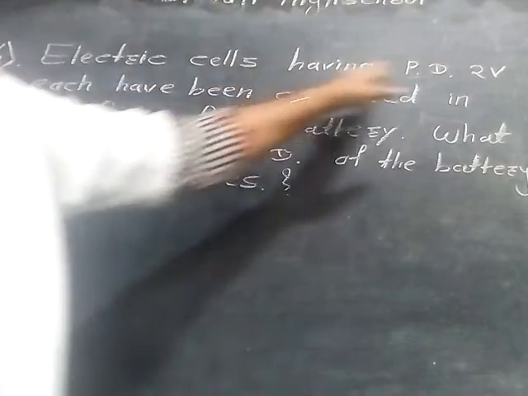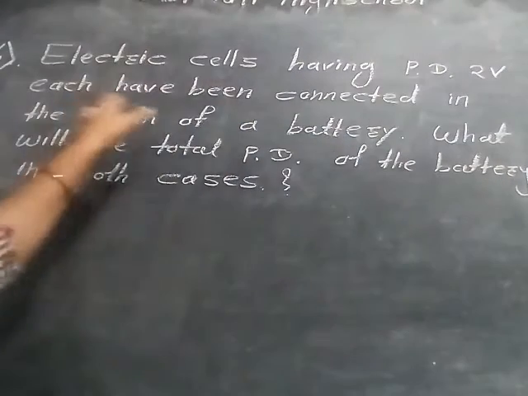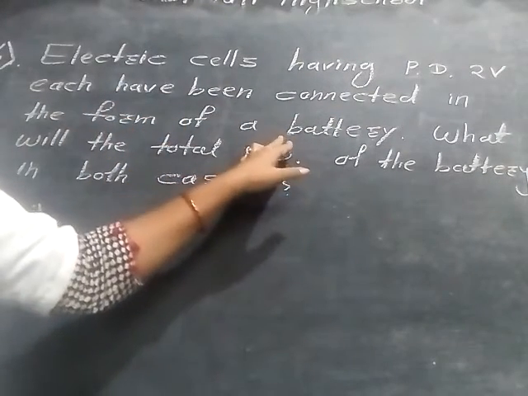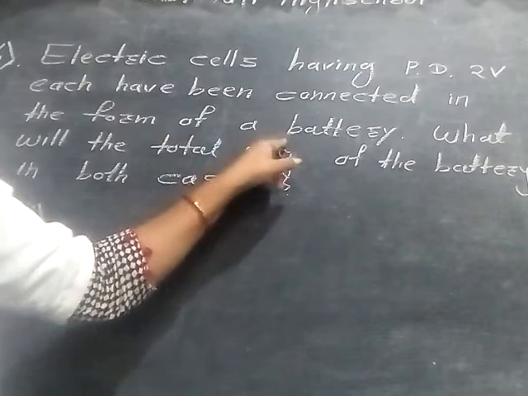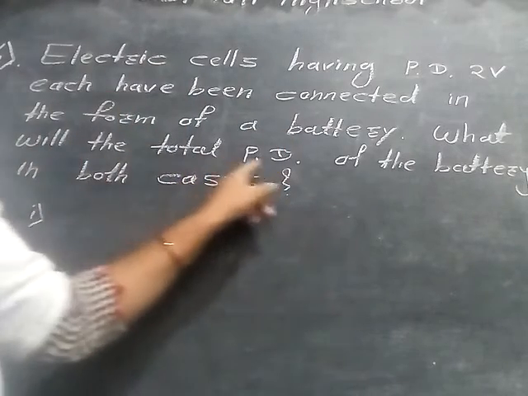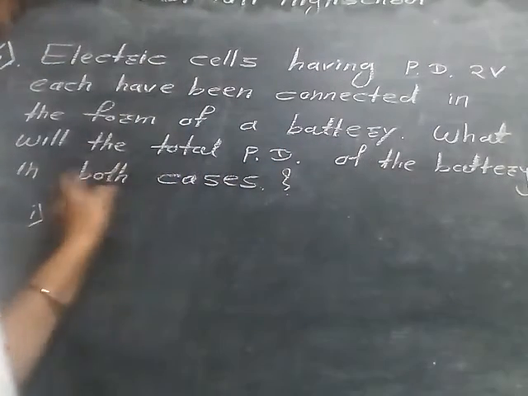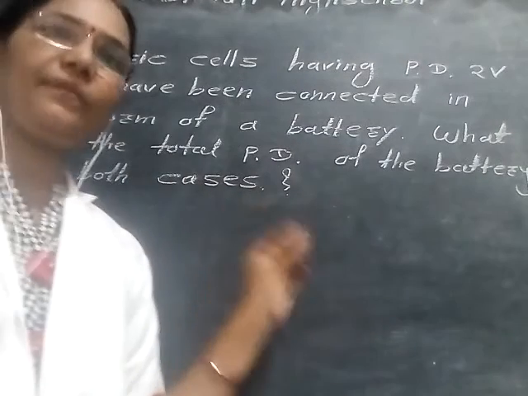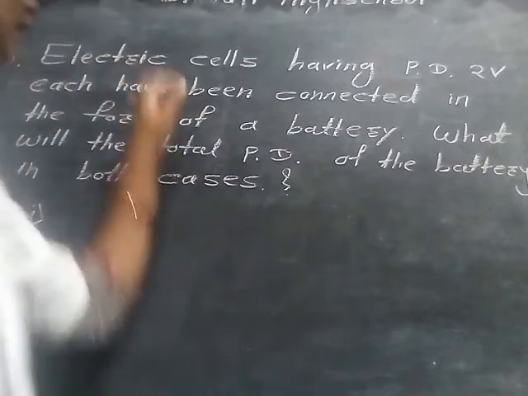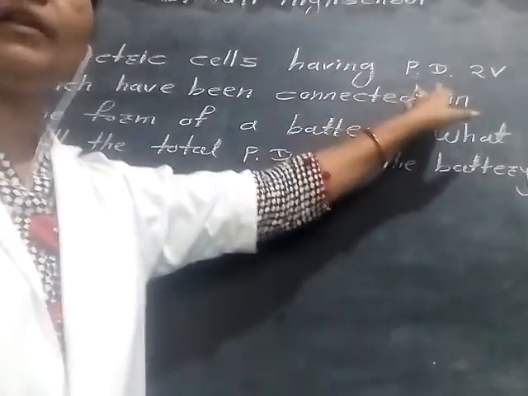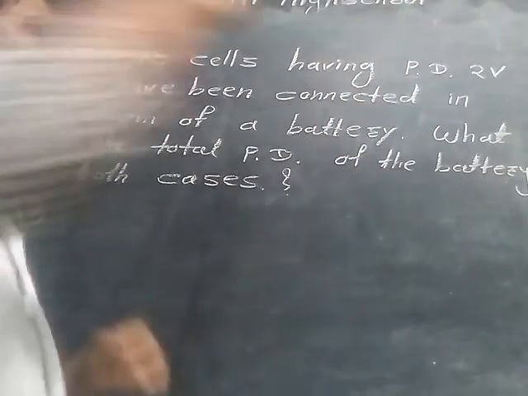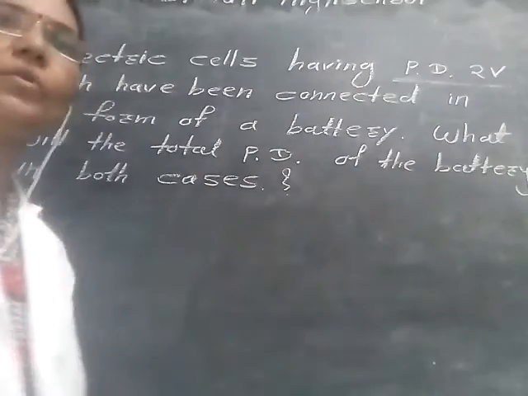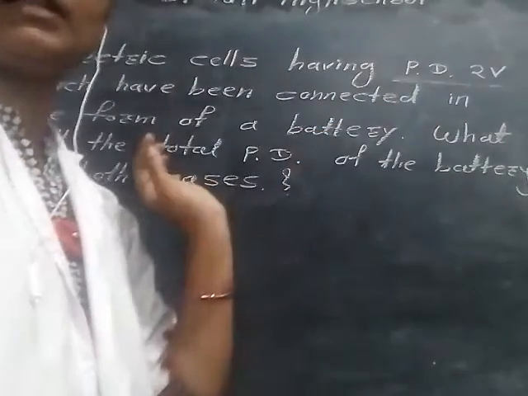Electric cells having potential difference 2 volt each have been connected in the form of a battery. What will be the total potential difference of the battery in both cases? We have to find out the total potential difference. So what is given here? Each cell has a potential difference of 2 volt.